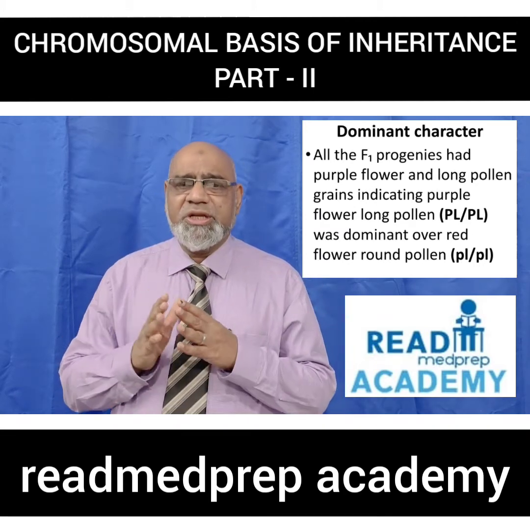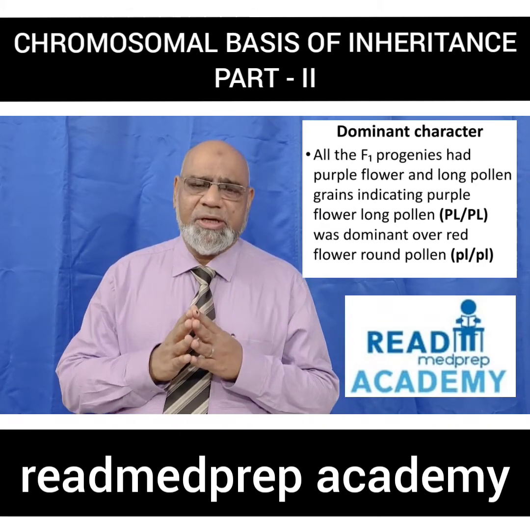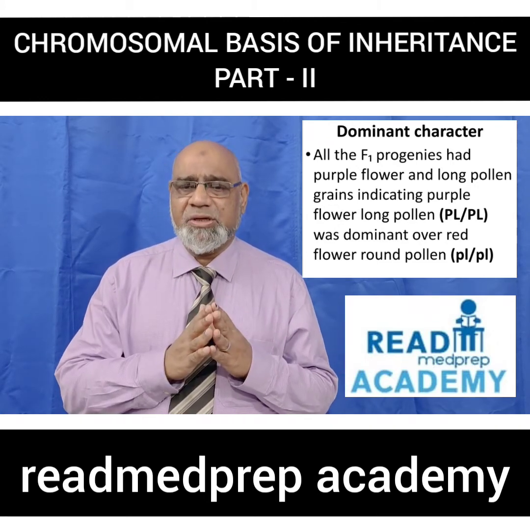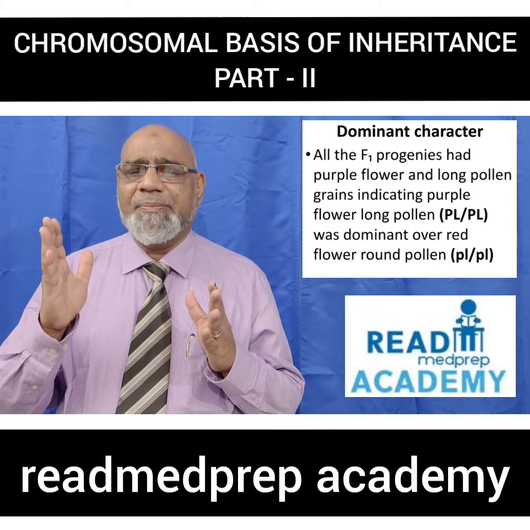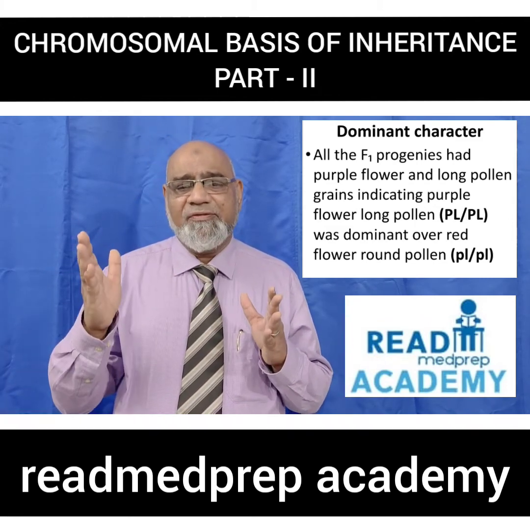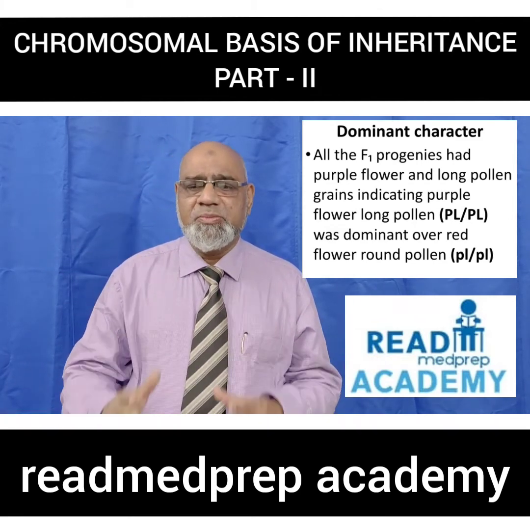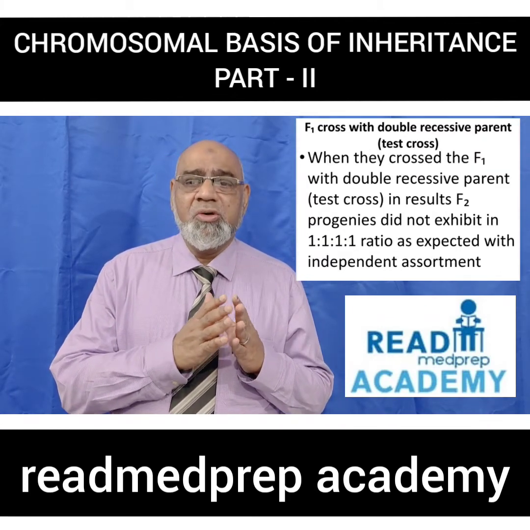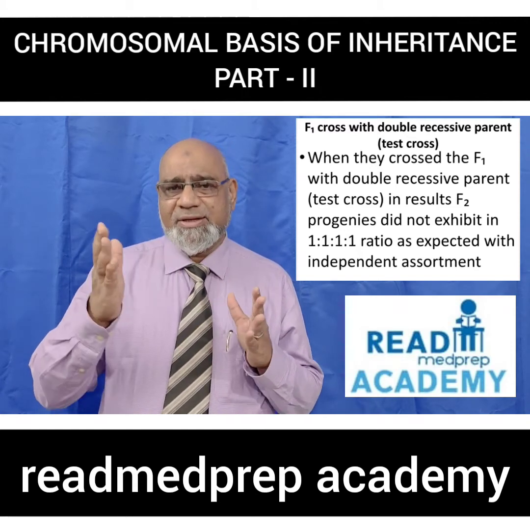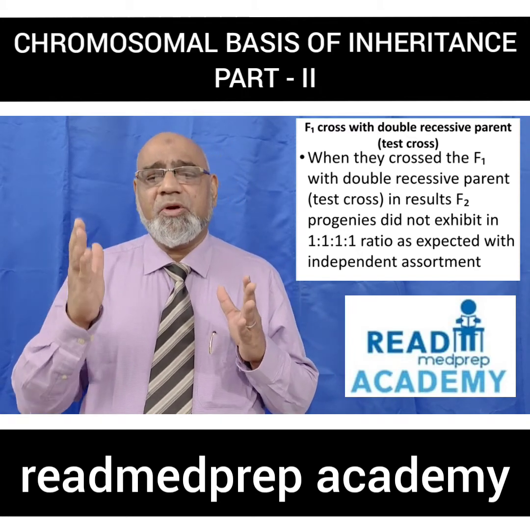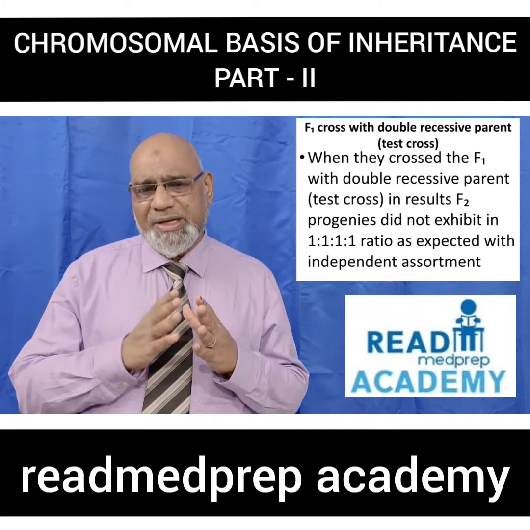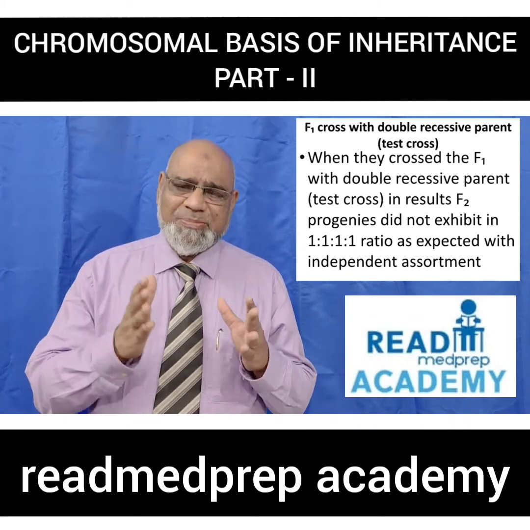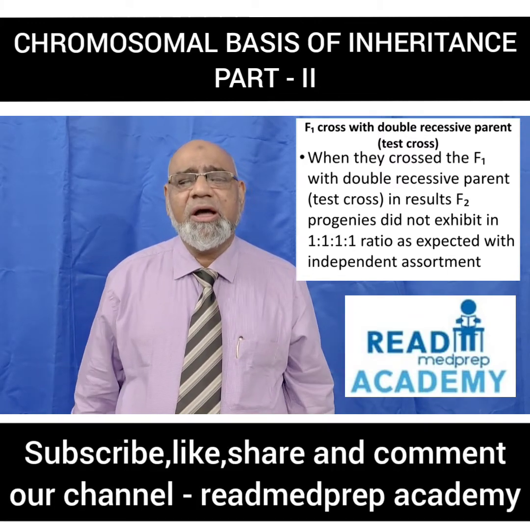All the F1 progenies had purple flowers and long pollen grains, indicating purple flower and long pollen as dominant characters, represented as capital P, capital L, capital P, capital L, over red flower, round pollen, small p, small l, small p, small l. When they crossed the F1 generation with the double recessive parent as a test cross, the progenies did not exhibit the 1:1:1:1 ratio as expected according to the law of independent assortment.